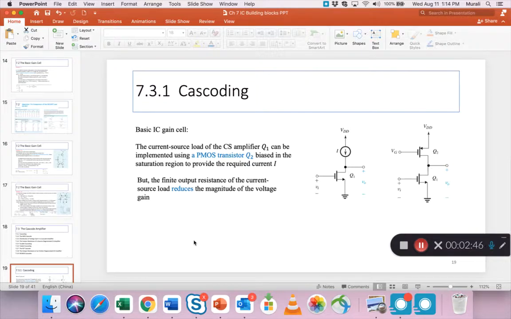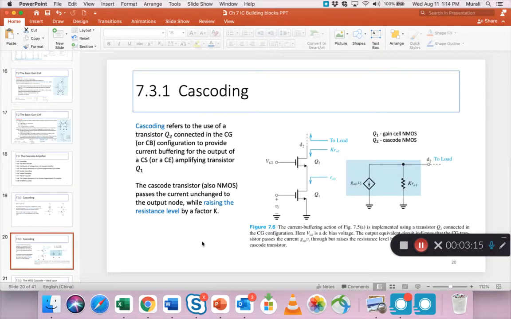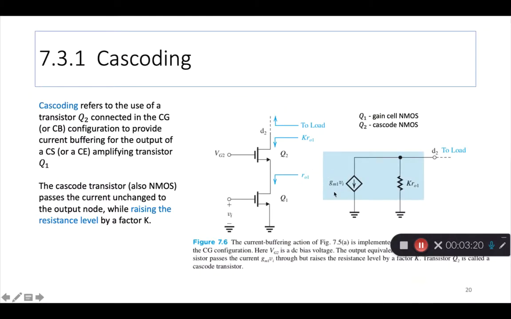We've studied that also. So you have an NMOS gain cell and a CMOS current source load to help with the biasing. Now the disadvantage, as we had mentioned before, is that the finite output resistance of the current source load reduces the magnitude of the voltage gain. As it is, we have somewhat poor, low gain with these MOS devices. With the current source load, we have lost even more gain. So how do we get back our gain? That's the whole idea of cascoding on slide 20.